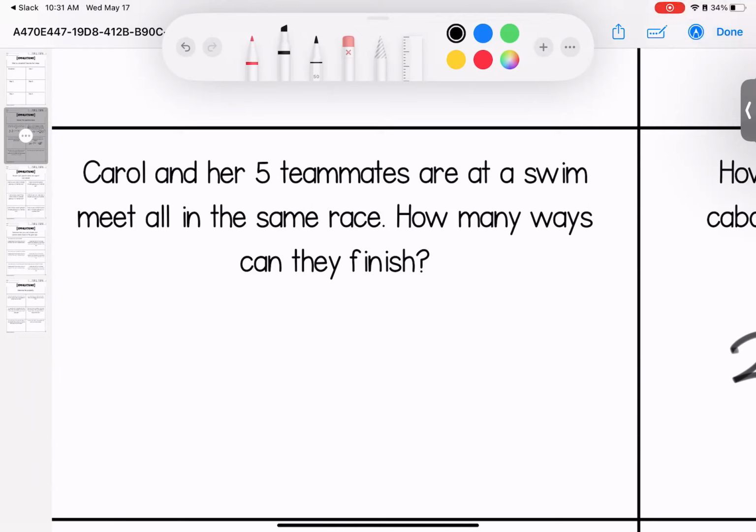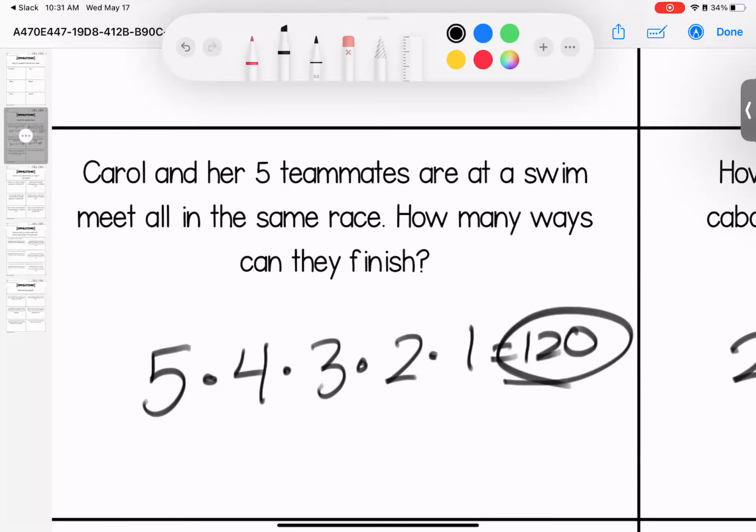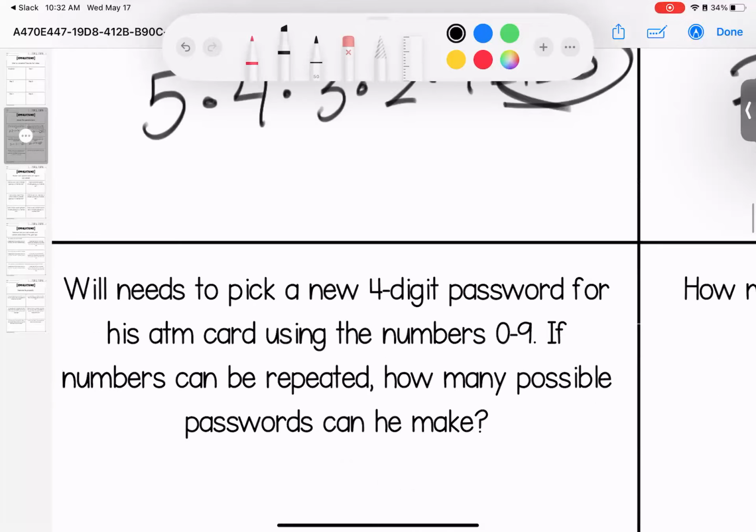Carol and her 5 teammates are at a swim meet all in the same race. How many different ways can they finish? Well, first place has 5 options. Second place has 4, then 3, then 2, then 1. If we multiply 5 times 4 is 20, times 3 is 60, times 2 is 120, times 1 gives us 120 options for ways that they can finish.